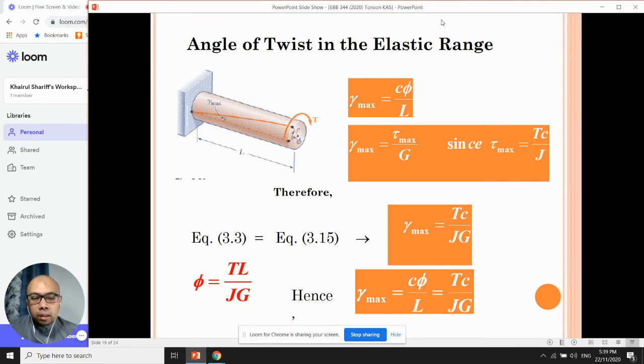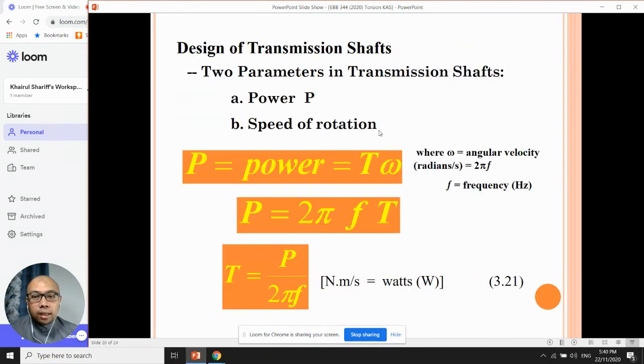Please open some references. I think you can open the HB books in order to look it up. You can even go to the Callister book to see examples of how to apply this kind of equation, especially for the angle of twist in the elastic range.